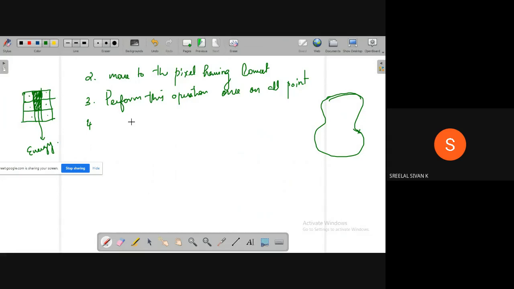And the second point is to move to the pixel having the lowest energy level. That means we compare your initial pixel with the neighborhood pixels, and whichever has the lowest energy, the snake will move to that pixel. So here you have your initial pixel, and it will be compared with its neighborhood pixels. Whichever has the lowest energy, the snake will move to that pixel.